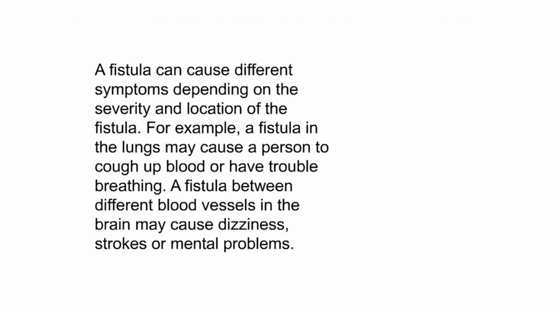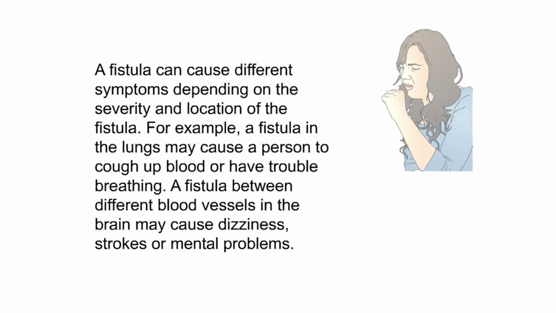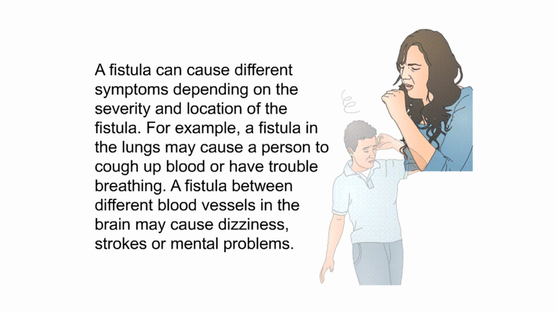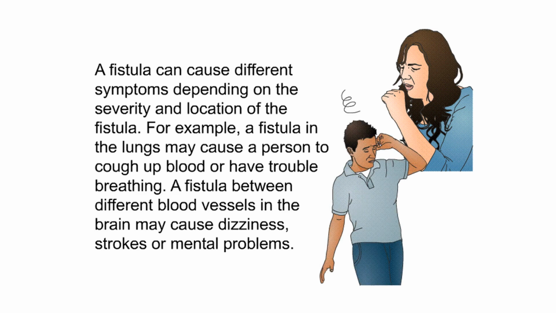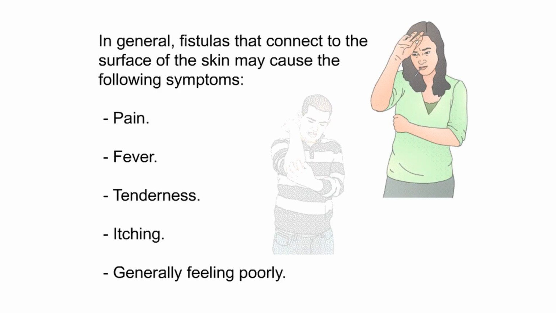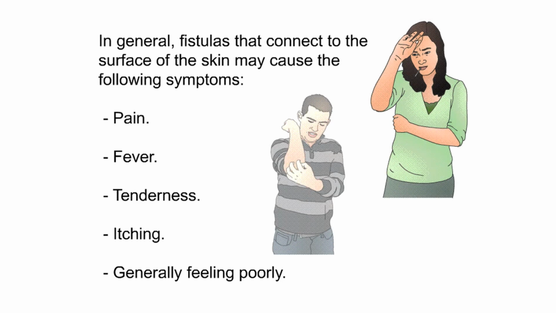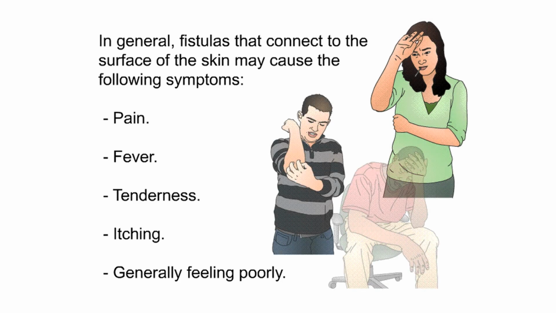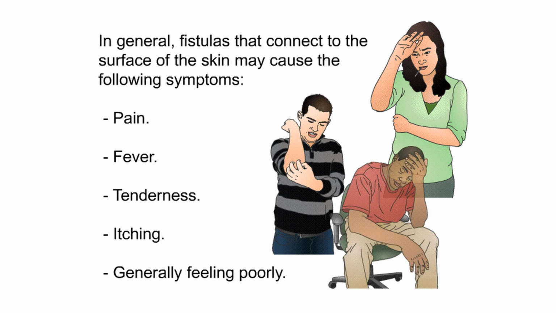Symptoms. A fistula can cause different symptoms depending on the severity and location of the fistula. For example, a fistula in the lungs may cause a person to cough up blood or have trouble breathing. A fistula between different blood vessels in the brain may cause dizziness, strokes, or mental problems. In general, fistulas that connect to the surface of the skin may cause the following symptoms: pain, fever, tenderness, itching, generally feeling poorly.